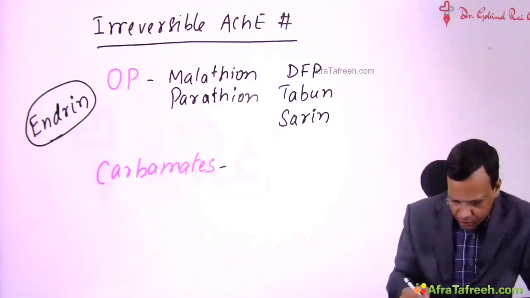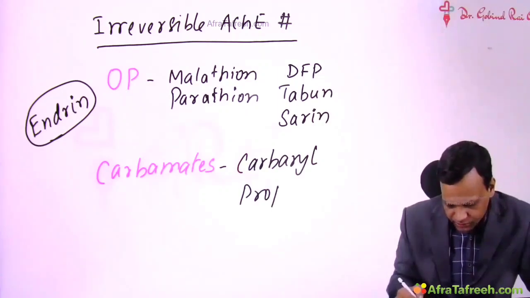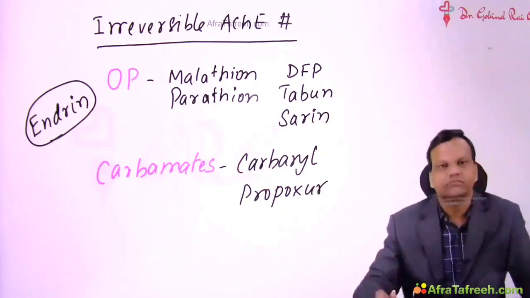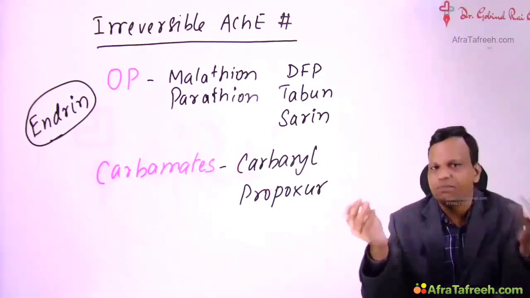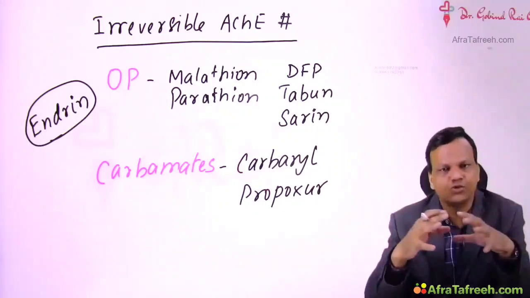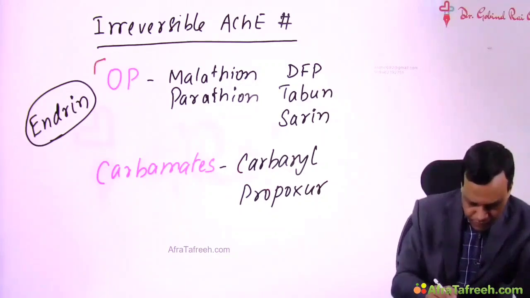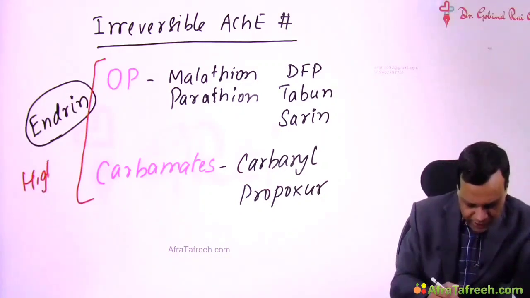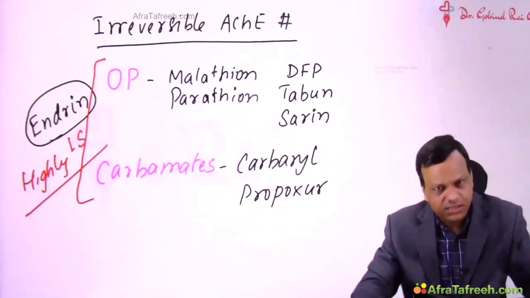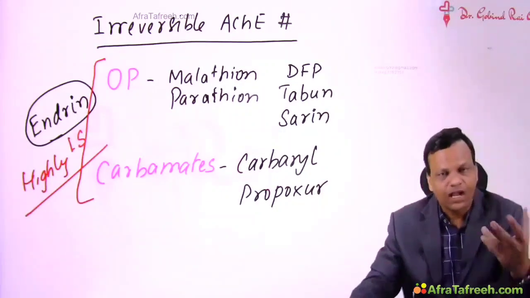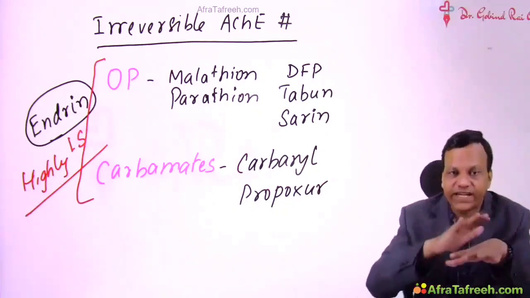And carbamates include carbaryl and propoxur. Now most of these drugs are used as insecticides and pesticides. So commonly they are used by farmers. The problem with these drugs is all of them are highly lipid soluble drugs. And what is the importance of lipid solubility? Yes, they can cross the membranes. And these are so much lipid soluble that they can even cross the membrane of intact skin.